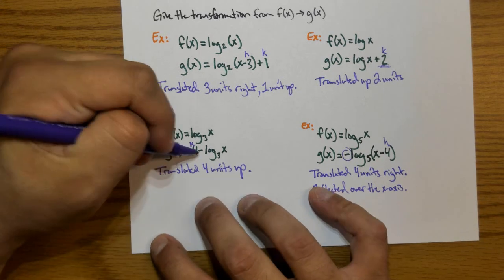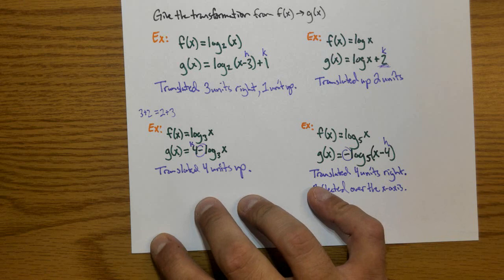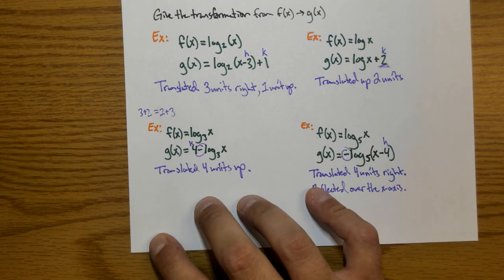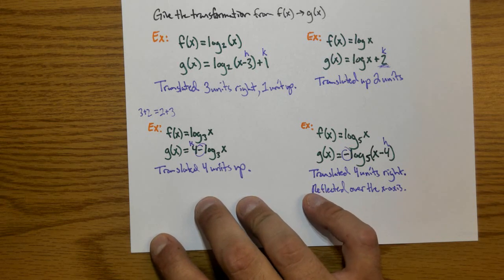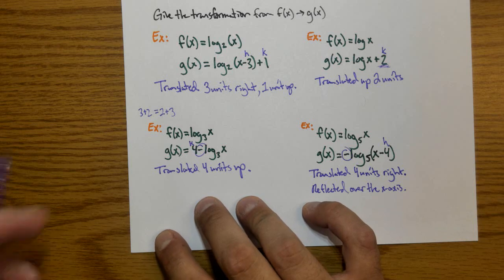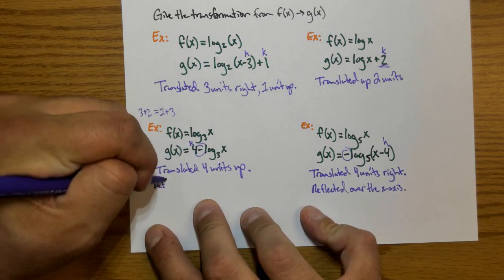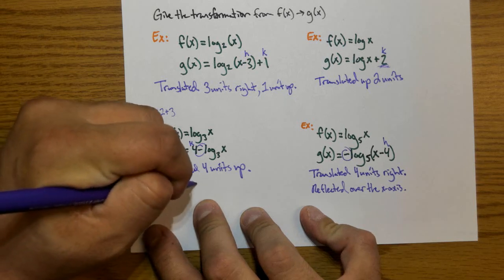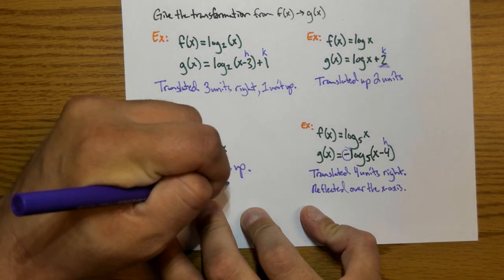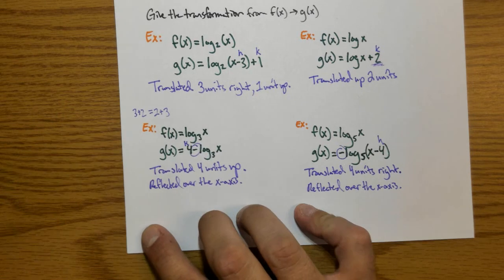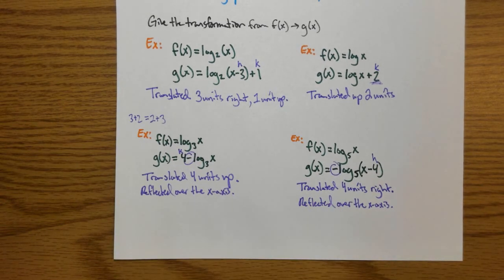But also we have this negative here in front of the log. So the negative only matters if it's in front of the log in terms of reflecting. So this is reflected, so we also want to mention how it's reflected over the x-axis. And there you have it. Those are the examples, and that's transformations of logarithms. So that's all I have for you.